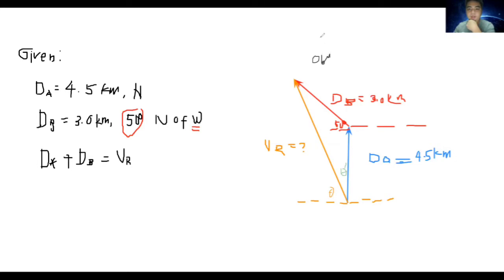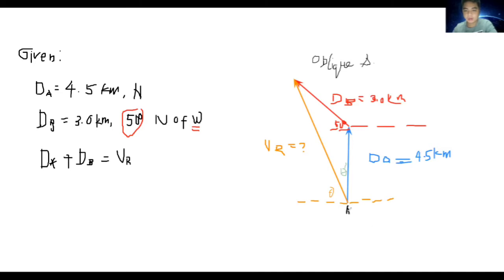So since this is an oblique triangle, okay, sorry for that, then we can solve, okay, we can use either sine laws or cosine laws. Since we identify that d sub a is 4.5 kilometers, d sub b is 3.0 kilometers, v sub r is unknown, we want to determine the unknown. Let us give letters or symbols for the vertices of the triangle being formed.